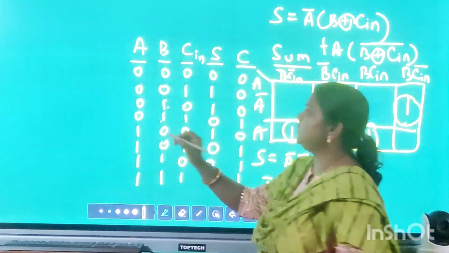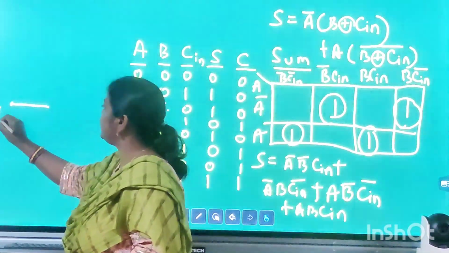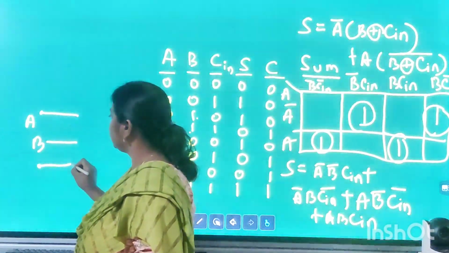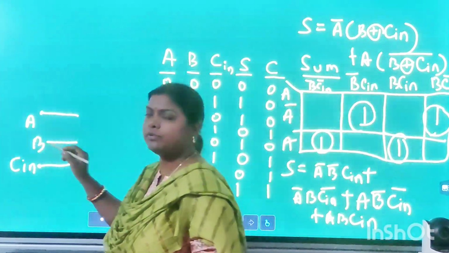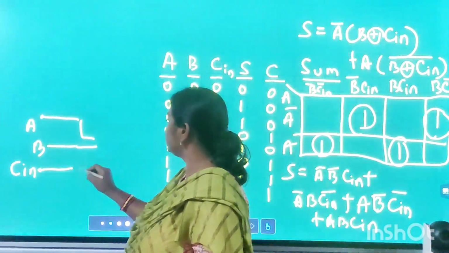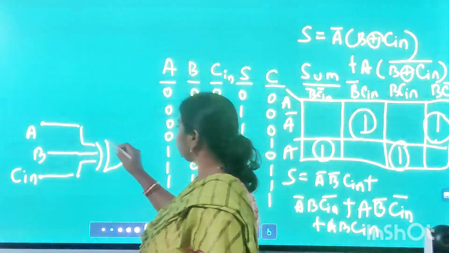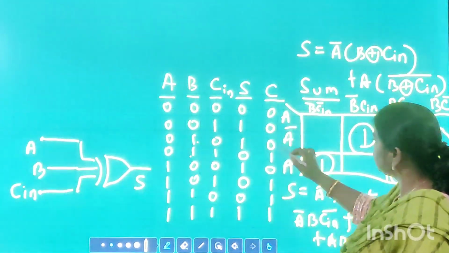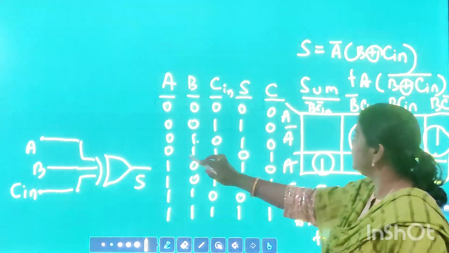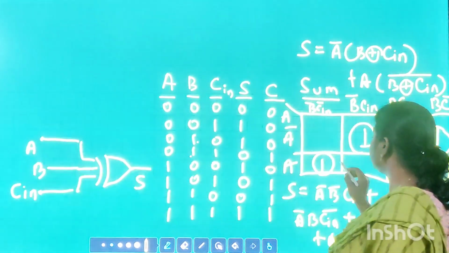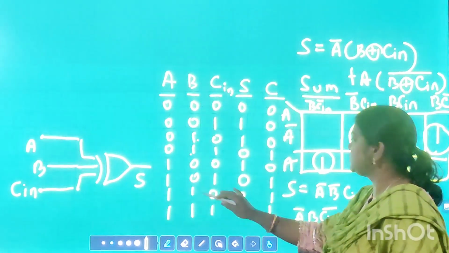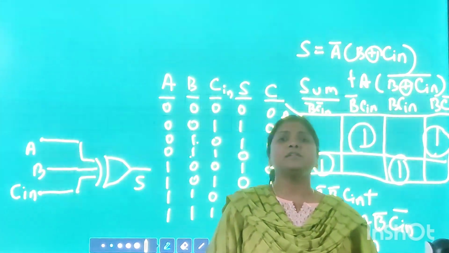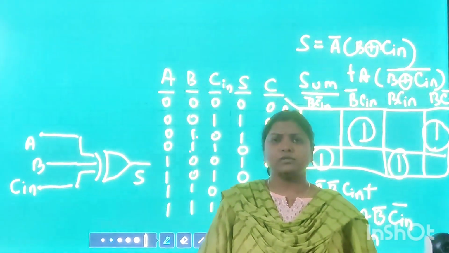So if I give 3 inputs A, B and Cin, then the sum circuit will be a 3 input XOR gate. Apply the inputs to the XOR gate and this will be the sum. Then for carry, I can go for this one, A bar B C. Here I can do the simplification in the K map. In that way I can get the equivalent circuit diagram of carry also. Thank you.